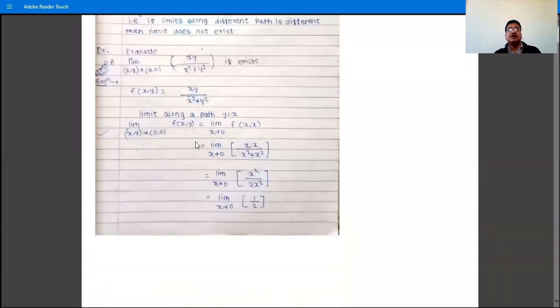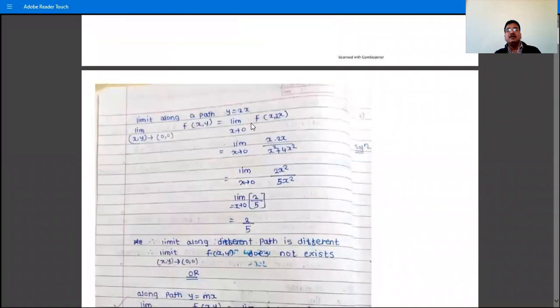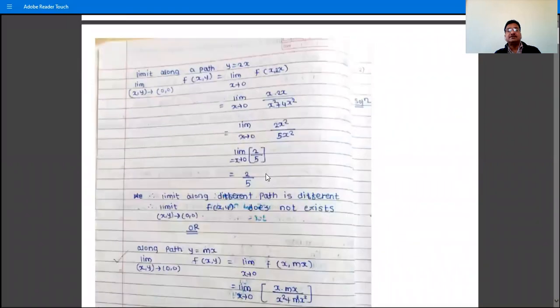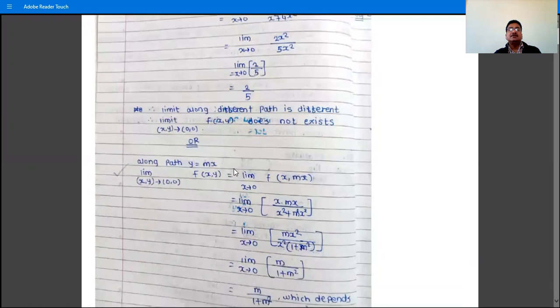The first method is what? Separately we will find the limit along two paths. Suppose y is equal to x is the path, then the limit is 1/2, and if we take the path y is equal to 2x, then the limit is 2/5. So the limit along two different paths is different, and therefore the limit does not exist. So this is one method.